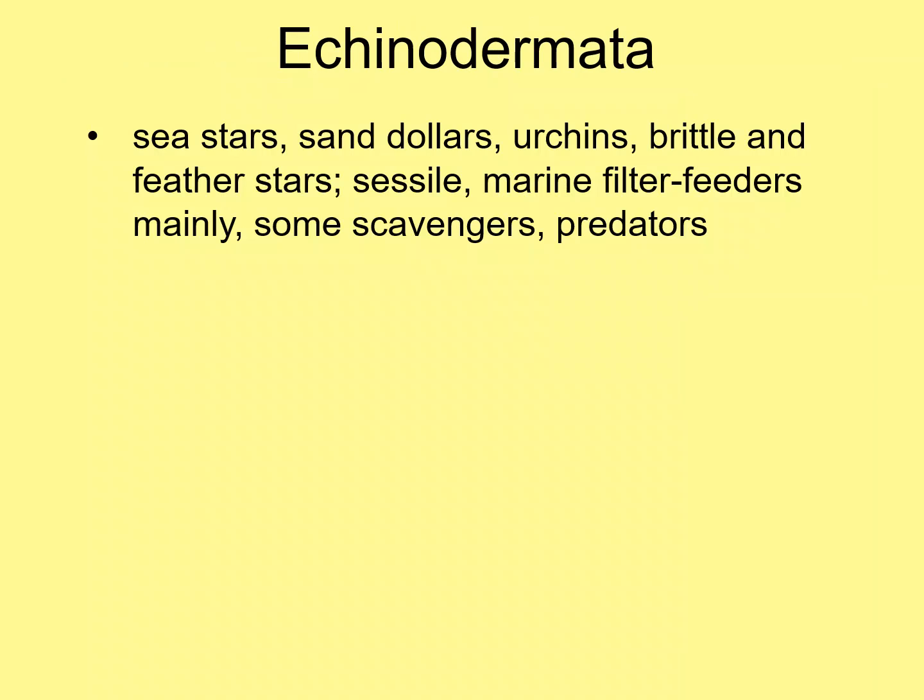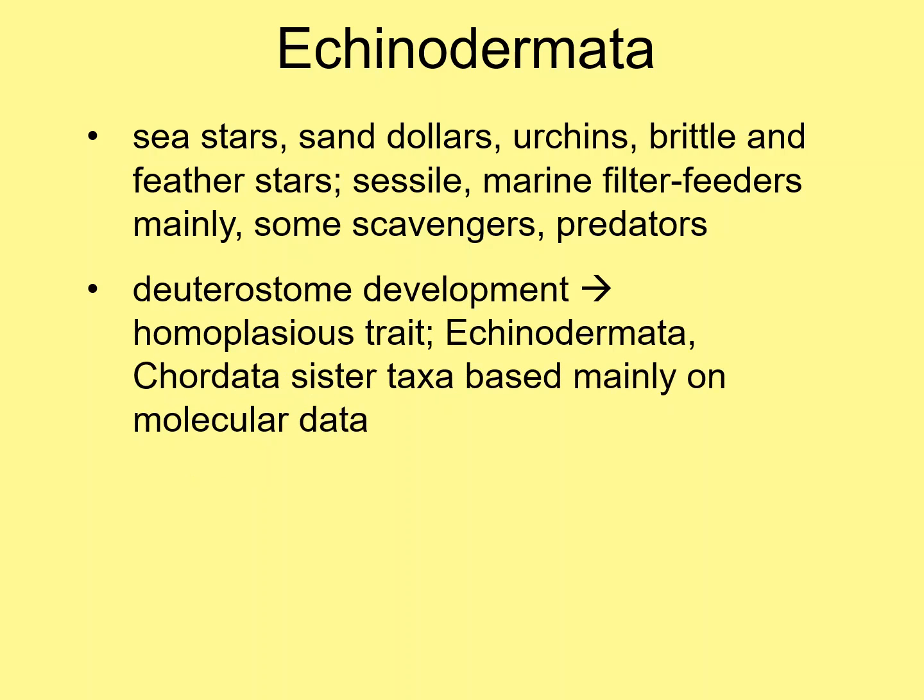Okay, so who are our echinoderms? Echinoderms include sea stars, sea urchins, brittle stars, feather stars, sand dollars. These guys are mainly marine filter feeders, and many are sessile. But we do have some that move around, and some that are predators as well. So many of them spend their lives stuck to a surface, but quite a few move around, even if it's just very, very slowly, using their little tube feet.